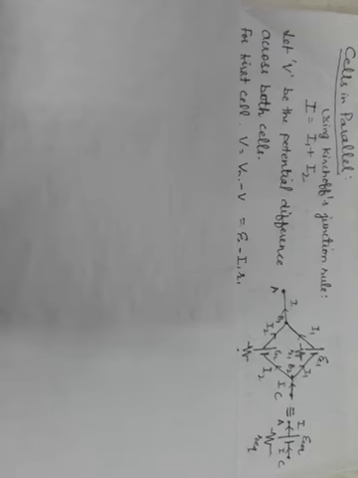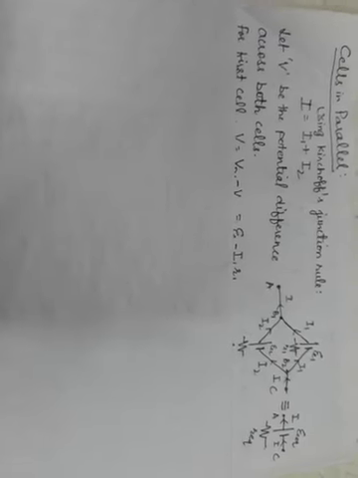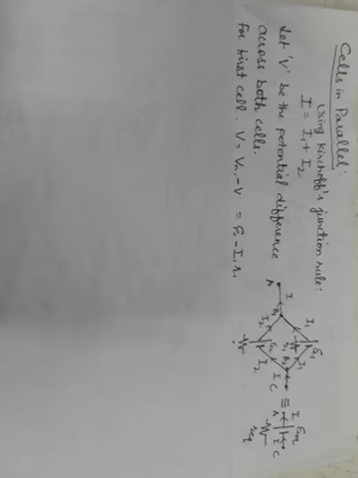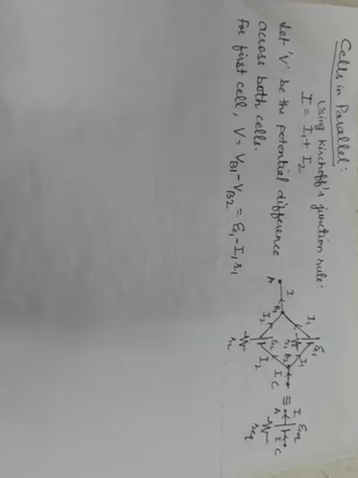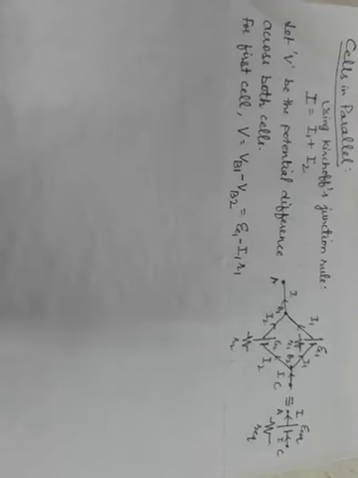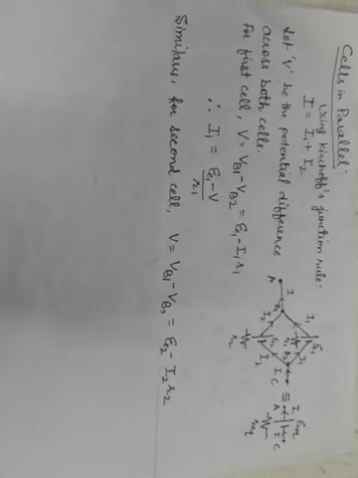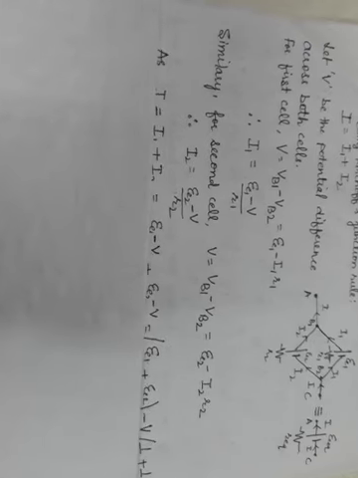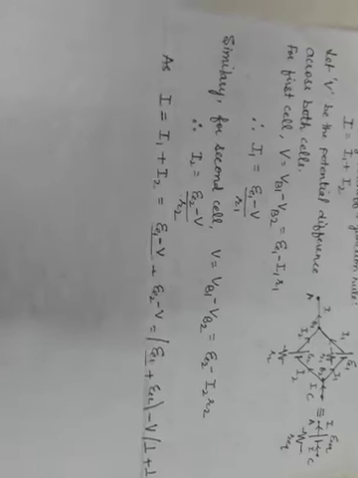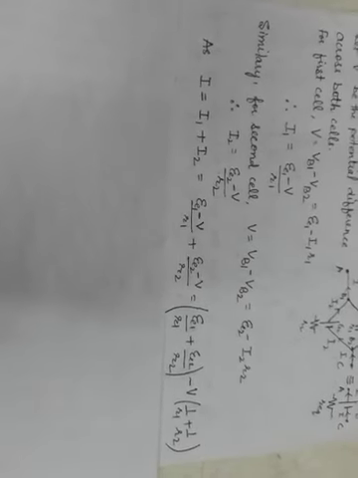Now the points B1 and B2 are common to both the cells, so the potential difference between these two points will be equal to VB1 minus VB2. If we consider the first cell, its value will be equal to E1 minus I1 R1, and for the second cell its value will be equal to E2 minus I2 R2. From these two equations we can have the value of I1 and I2. So the total current will be equal to the sum of I1 and I2.